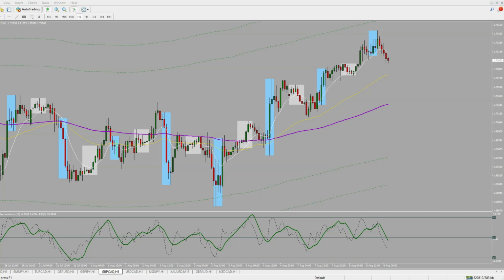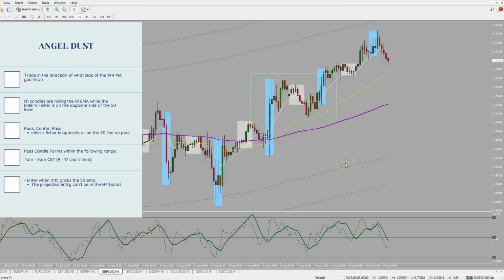The first example that we're going to look at just happened yesterday on the GBP CAD. We're going to look right here in this boxed area. The first rule of angel dust is that you're going to trade in the direction of whatever side of the 144 EMA you're on. The 144 moving average is the purple line. So if our formation is above the purple line, we're only looking to buy if we see angel dust. Likewise, if our formation happens below the purple line, then we would only be looking to sell.